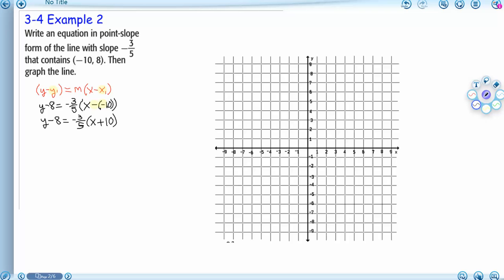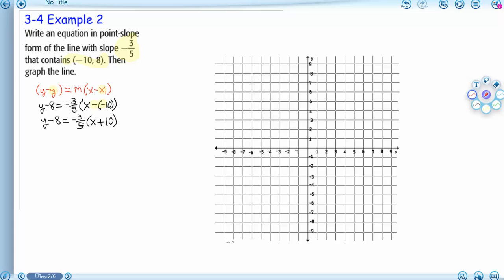Now I have to graph the line, and that's as simple as it was in example 1. All we need to do is graph our point that we know on the line and then count out the slope. Now the slope is going to be tricky because remember, that negative sign I'm either going to have to put in the top or the bottom. And whether I put it in the top or bottom is all going to be determined by where that point is, to see if I even have room on my graph to put that there.